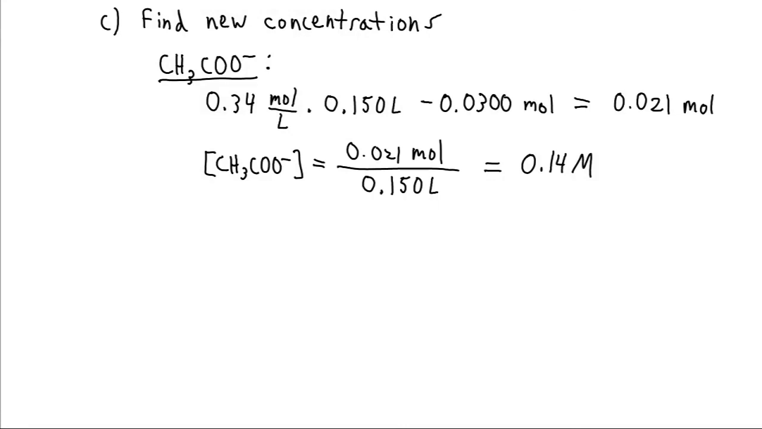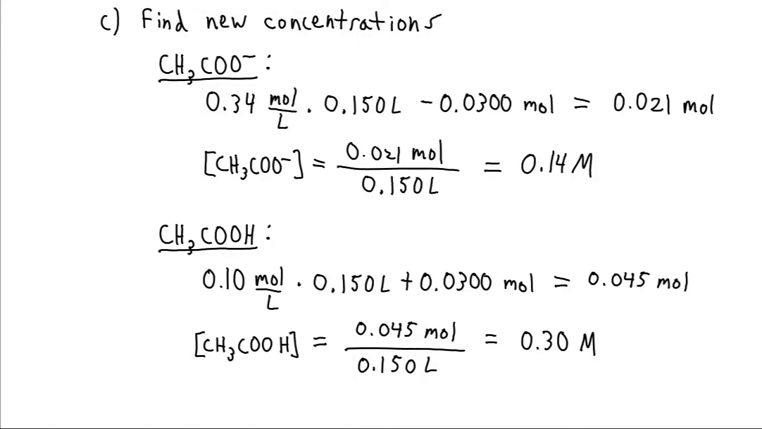Now we can find our new concentrations. So for our acetate, we had a 0.34 molar solution and 150 milliliters of it. So this right here is the number of moles of acetate that we started with. And now we're going to lose 0.03 moles of it in that reaction with hydrochloric acid. And what will remain is 0.021 moles of acetate. And then to get the concentration, divide that by the volume of the solution. So we have 0.14 molar concentration of acetate.